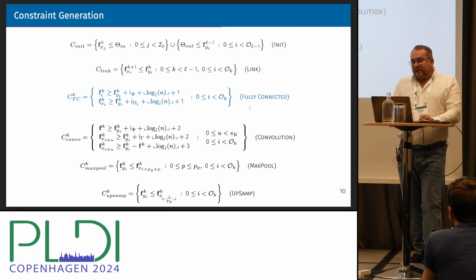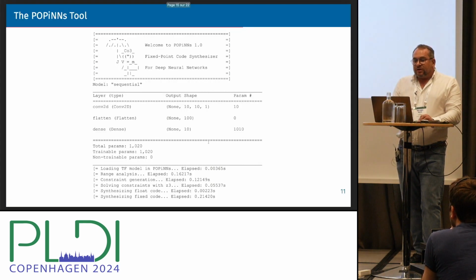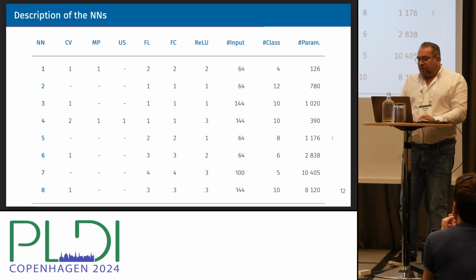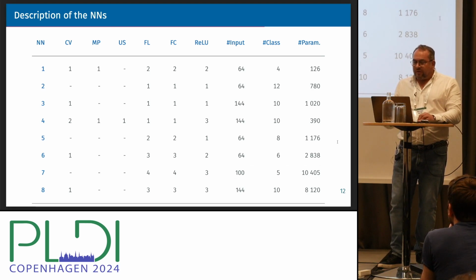And so we can do it for a certain number of layers, and using these, taking a neural network, we can generate a full system of constraints for it. As I mentioned, this is implemented in the Poppins tool, and we have experimented on a certain number of networks, going up to 10,000 parameters.